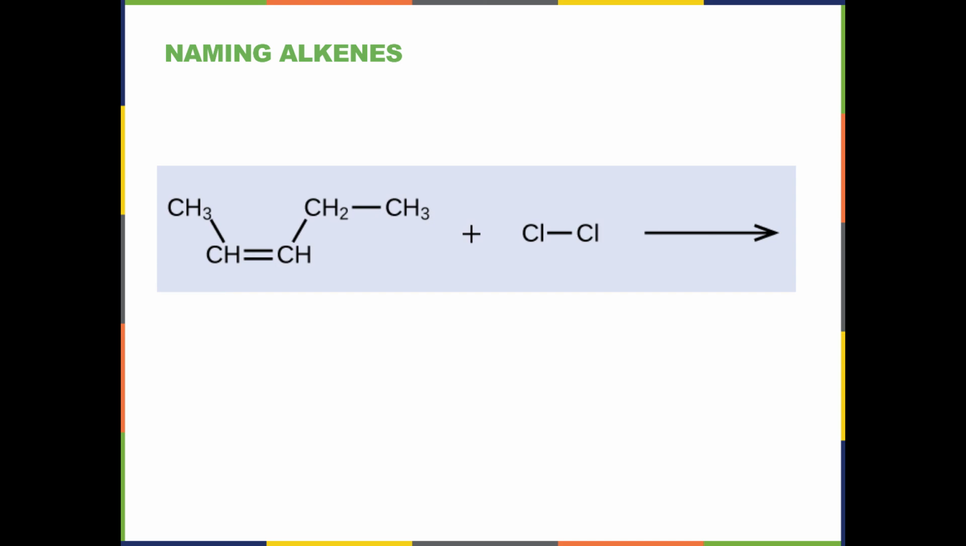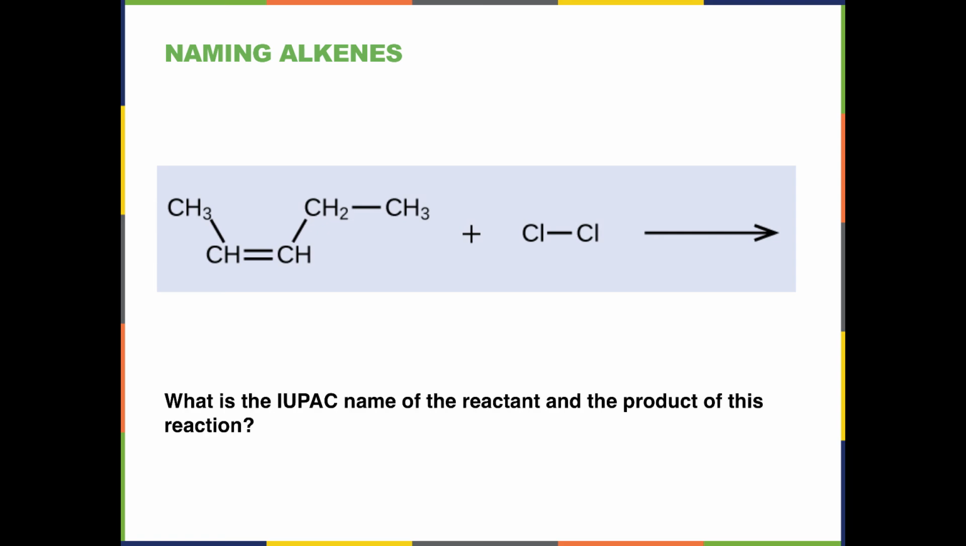So here's another situation where you can have a substitution reaction, but first of all, let's name the molecule on the left, and then we'll name the product. See if you can figure out the name of this molecule on the left, and then write down the substituted molecule and name that as well. Stop the video and work on that, and then restart the video and we'll go through that.